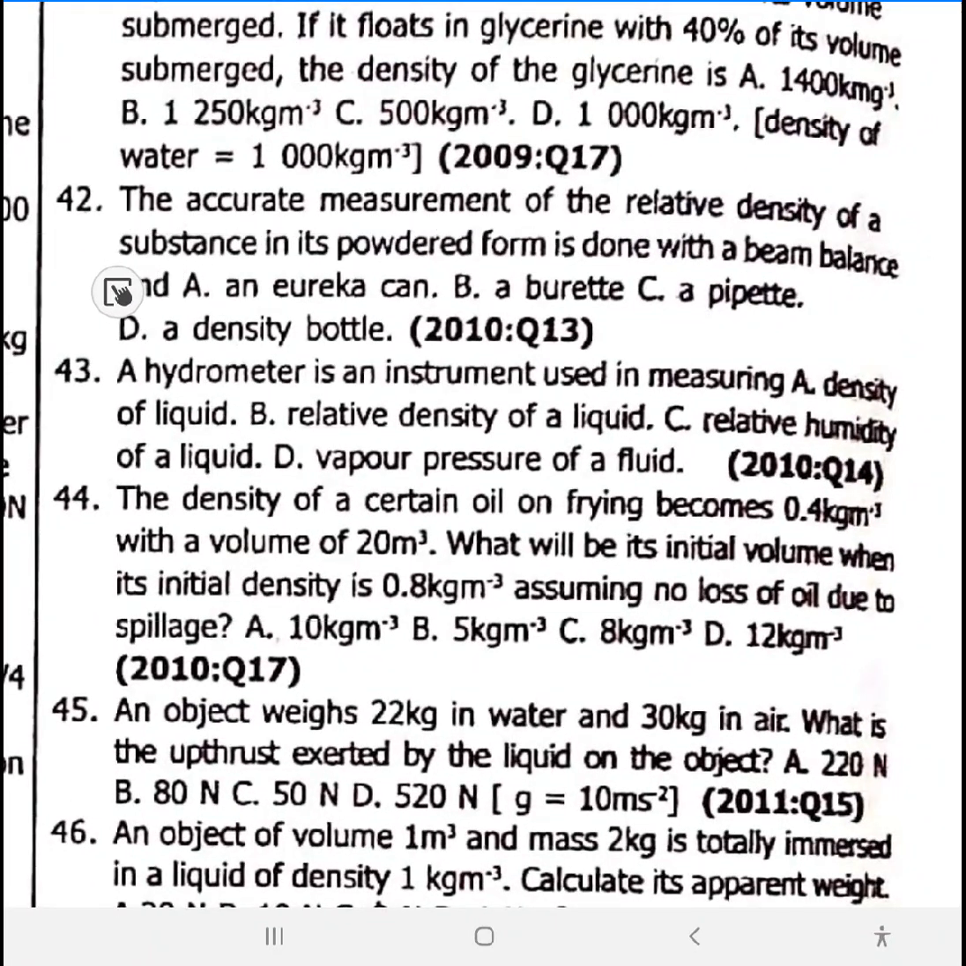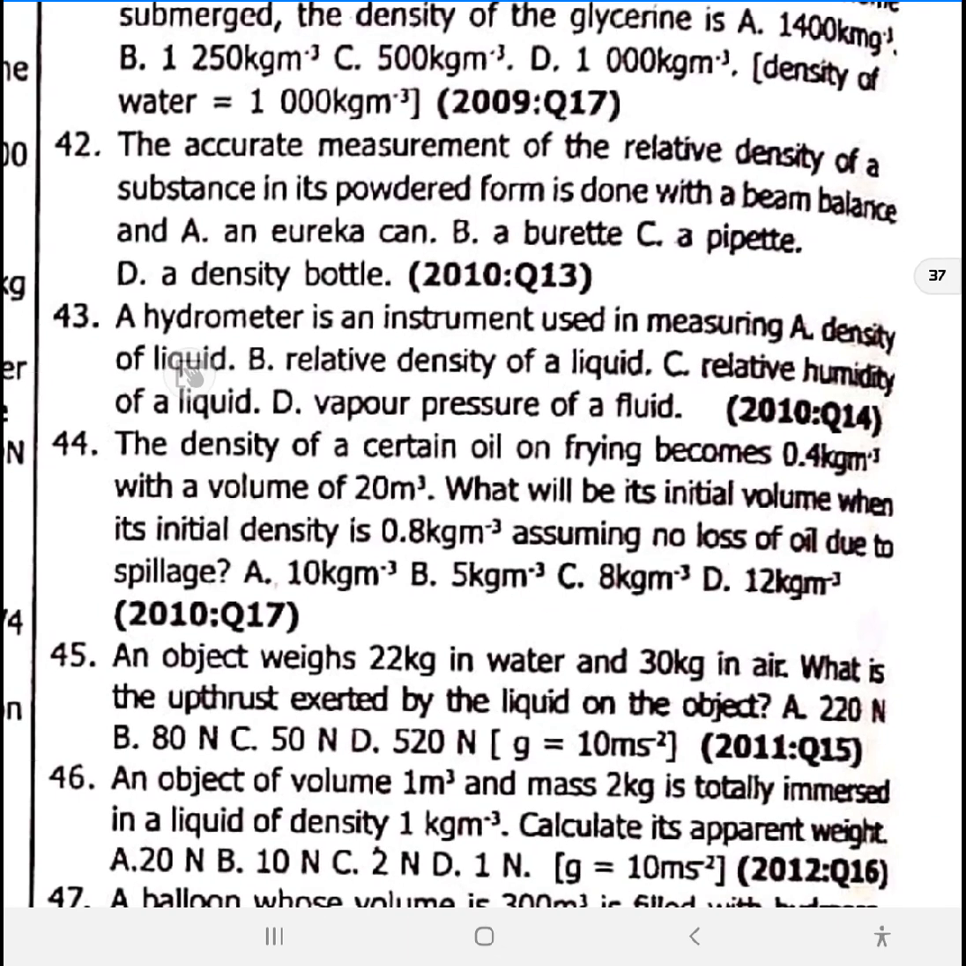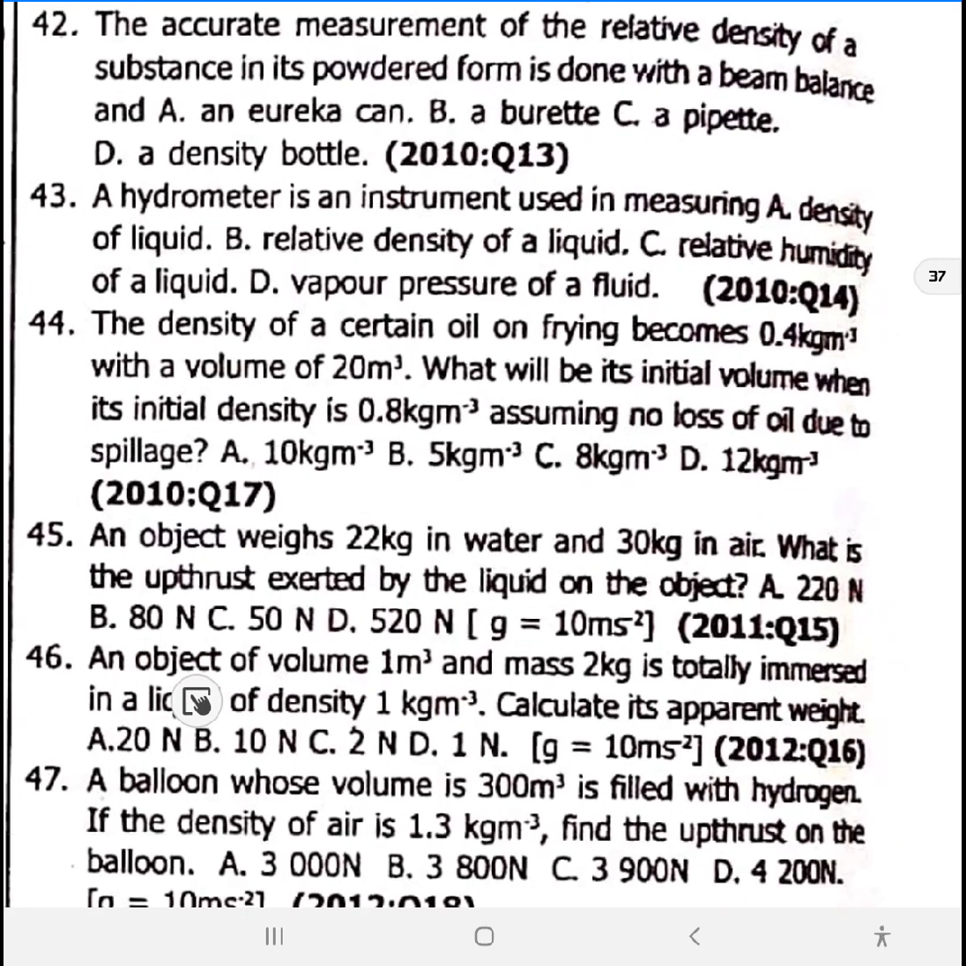The accurate measurement of the relative density of a substance in its powdered form is done with a beam balance and a density bottle, option D. They repeated the same question word for word. We've touched on a similar question before, but that one didn't write it completely. Next, a hydrometer is an instrument used to measure relative density. A hydrometer measures relative density, option B.